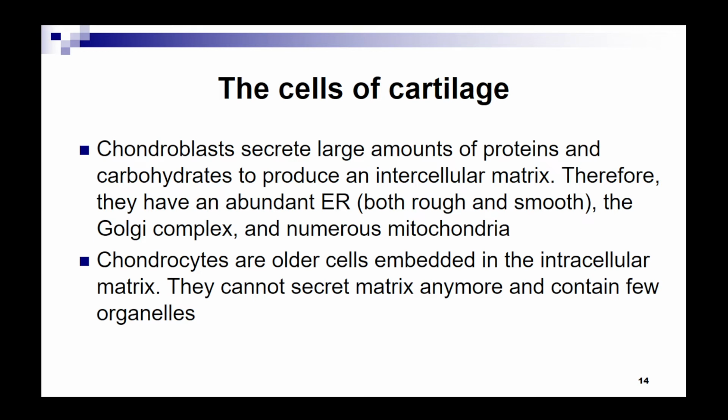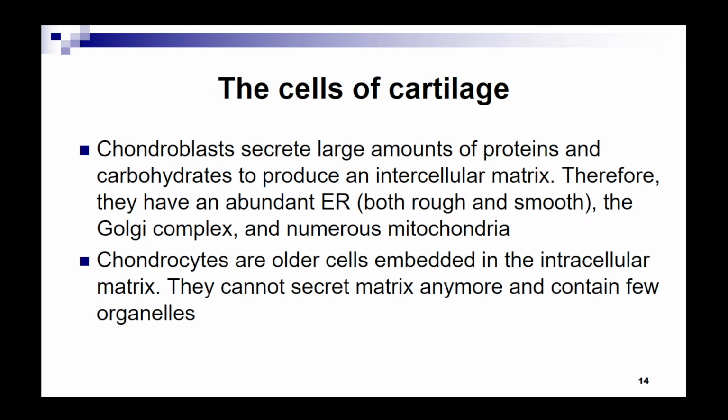Therefore, they have abundant rough endoplasmic and smooth endoplasmic reticulum, the Golgi complex, and numerous mitochondria. Chondrocytes are older cells embedded in the intercellular matrix.